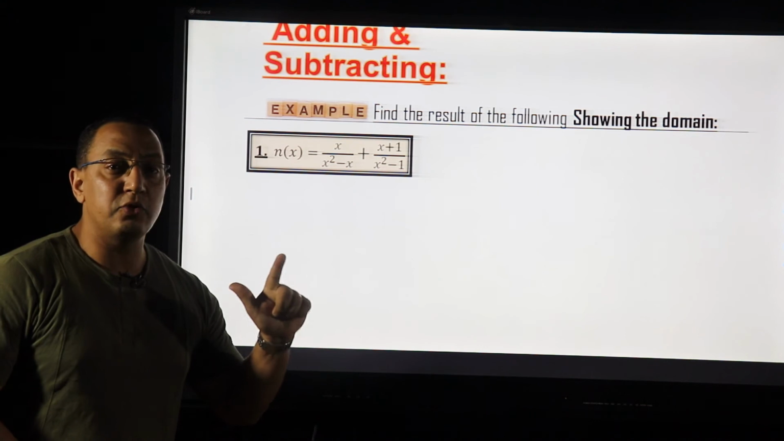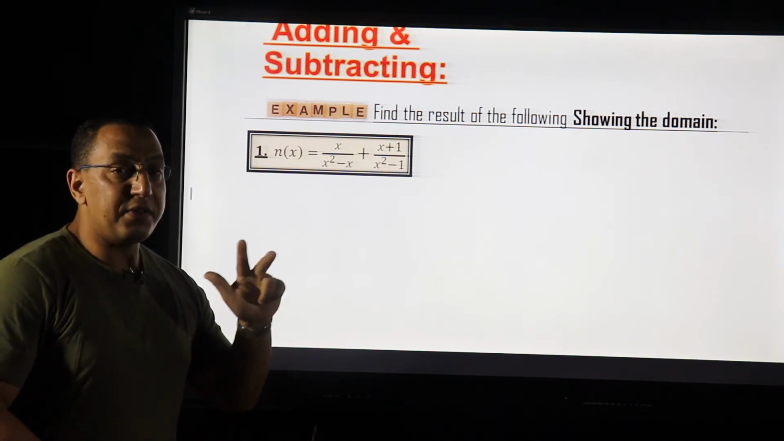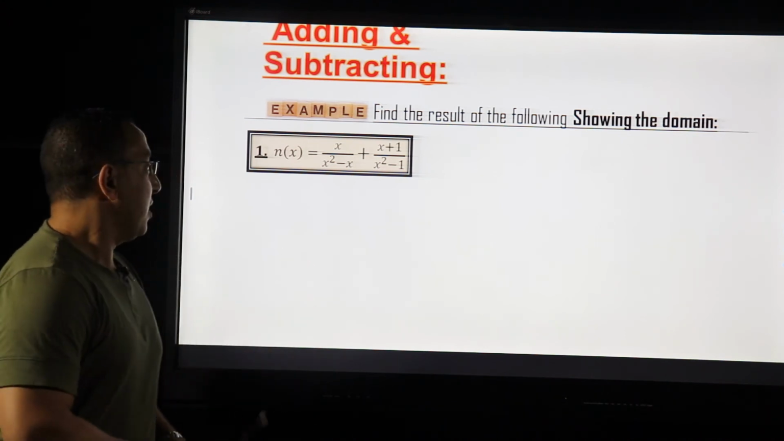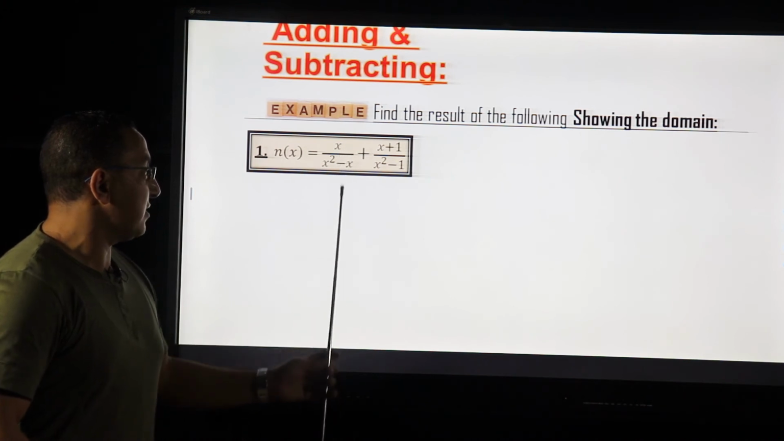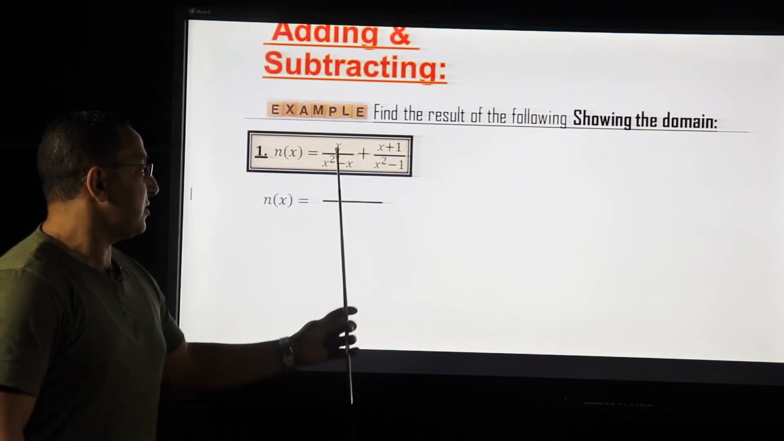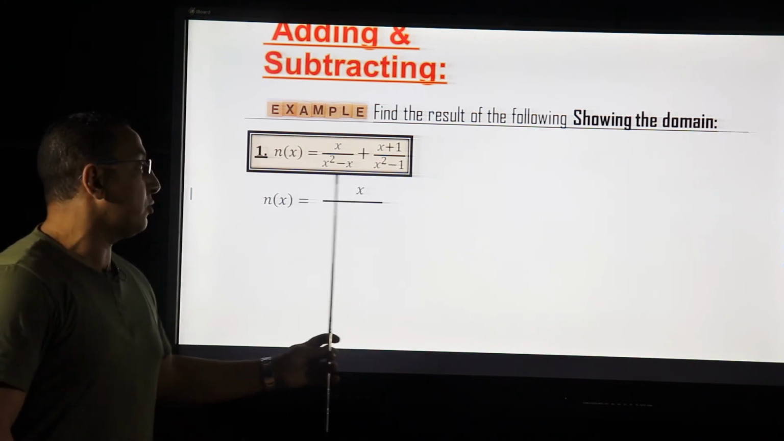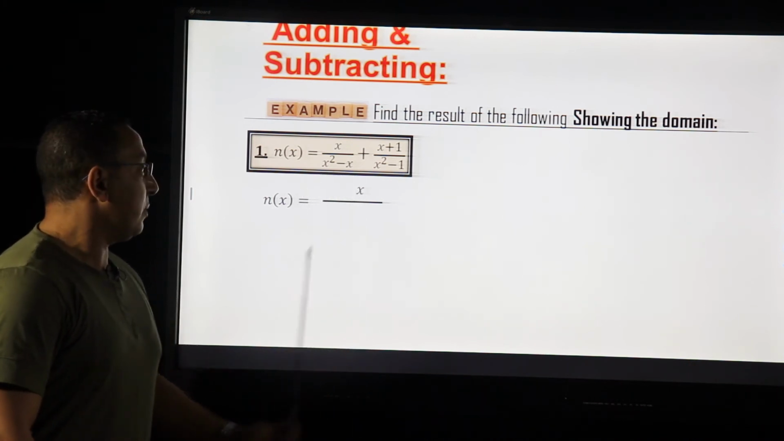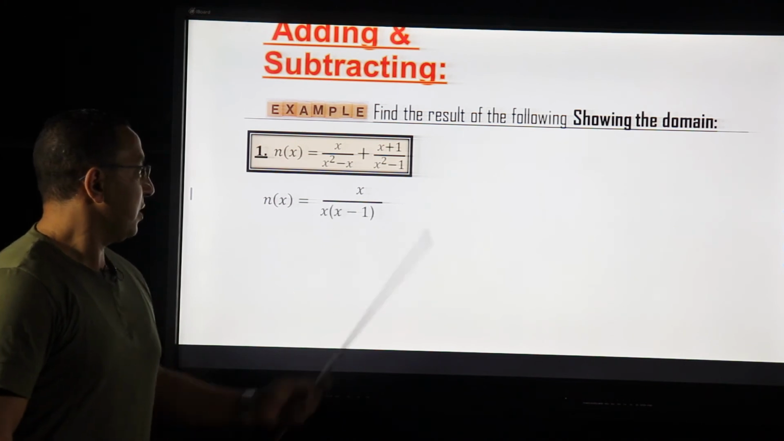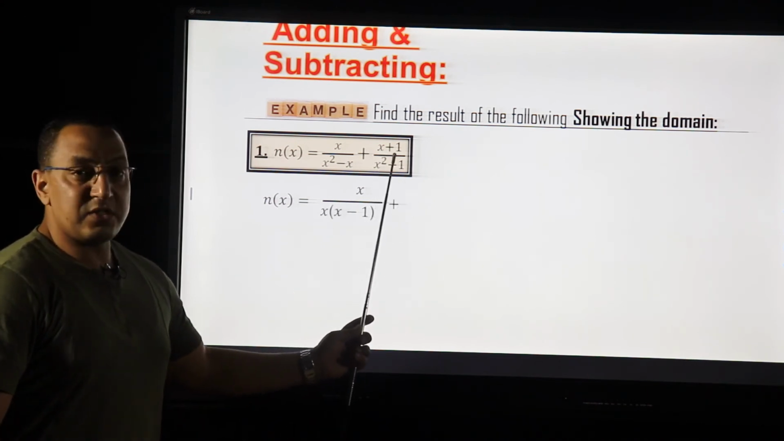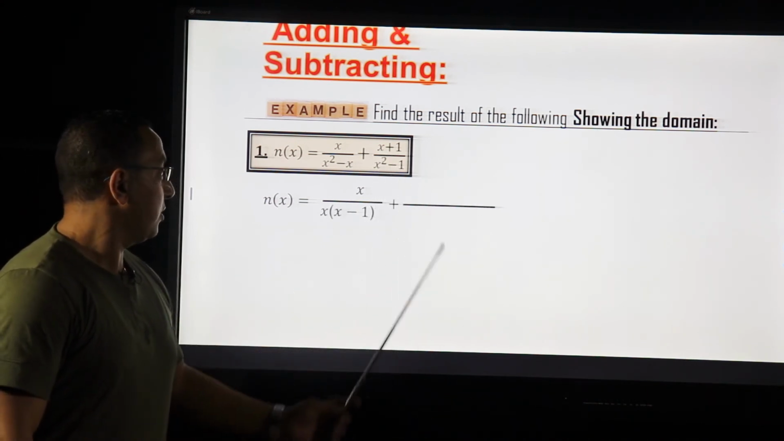Number 2, I'm going to take out the domain. Number 3, I'm going to add. The first step, I have here x, written without change. I have x power of 2 minus x, so I'm going to take x as a common factor. It will be x times x minus 1, plus x plus 1 written without change.